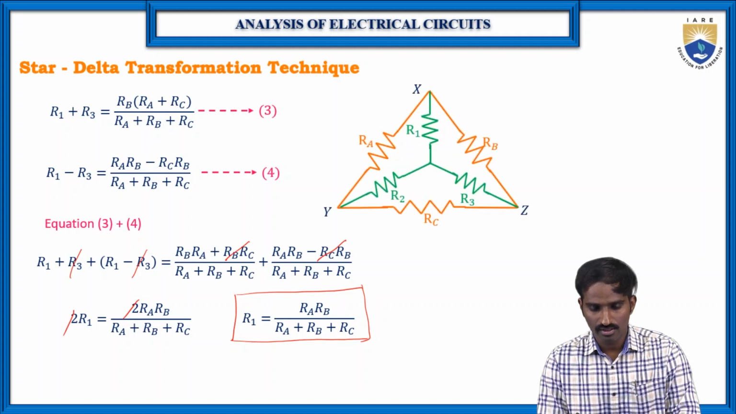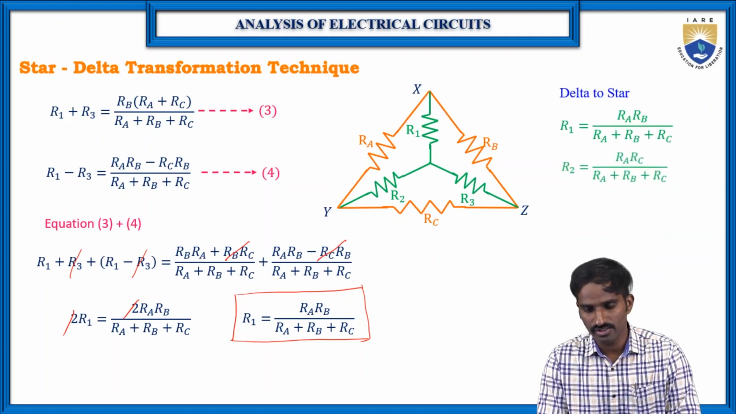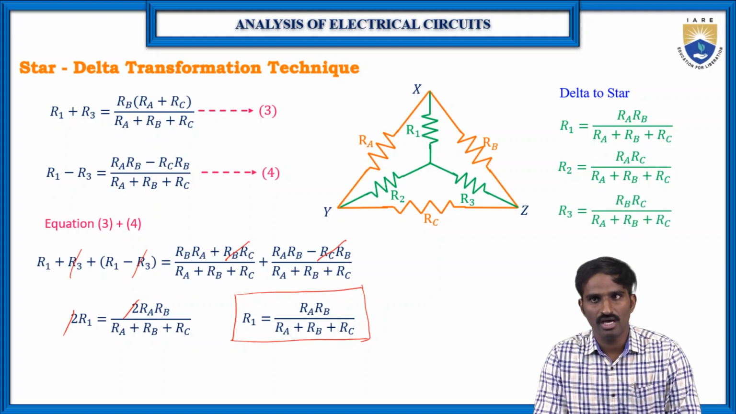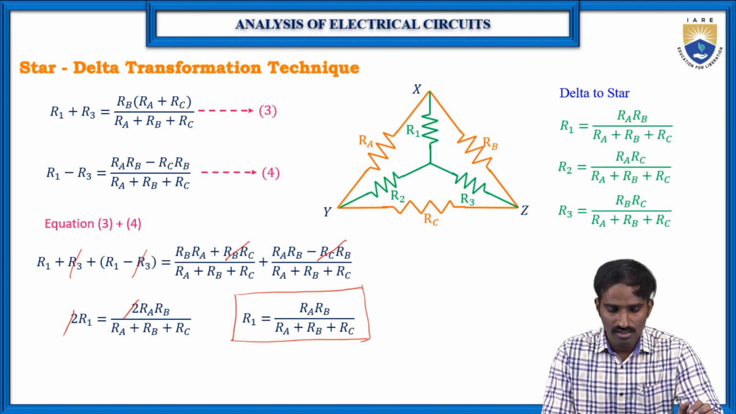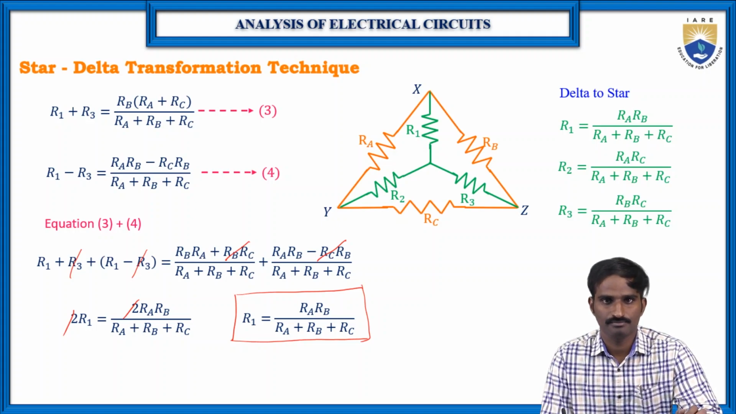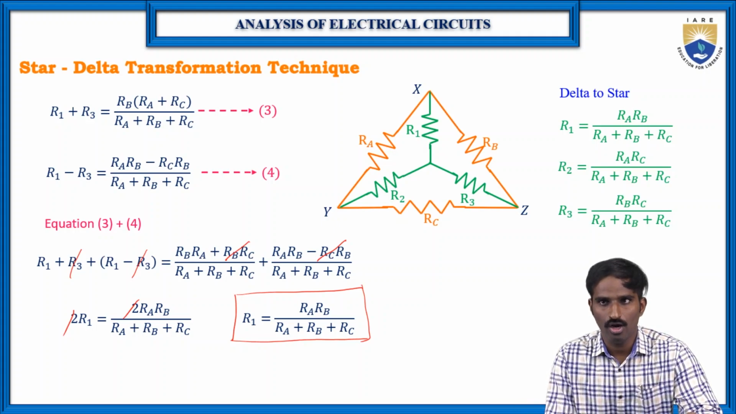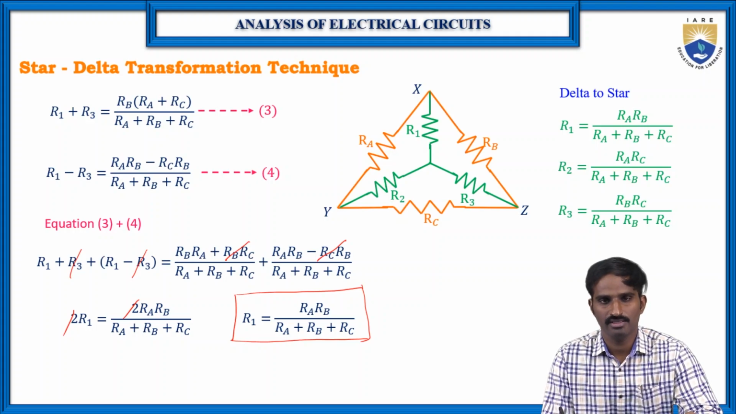In a similar way, if you want to find R2, then R2 is equal to RA RC by RA plus RB plus RC, and R3 is equal to RB RC by RA plus RB plus RC. Which means here it is not star to delta, it is delta to star. Both ways we can transform. In the next part we will see how, because we know the values of RA, RB and RC, and we are finding the R1, R2, R3 values by using the values of RA, RB and RC.